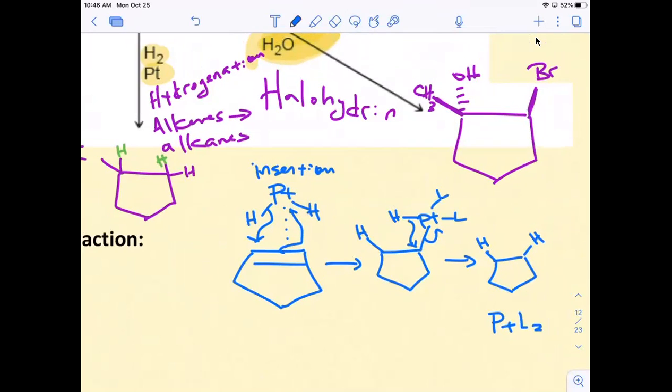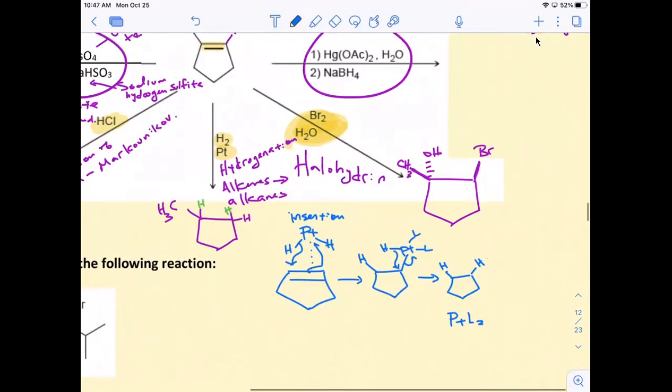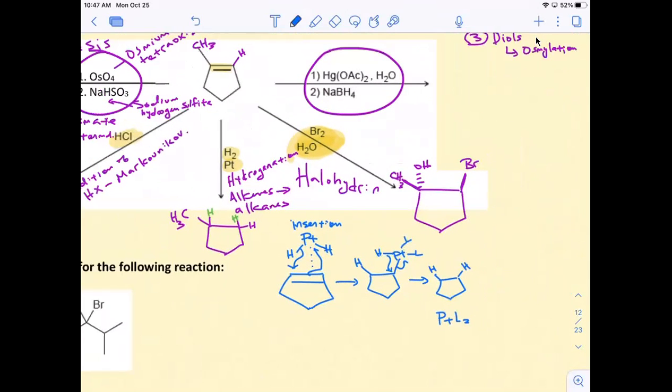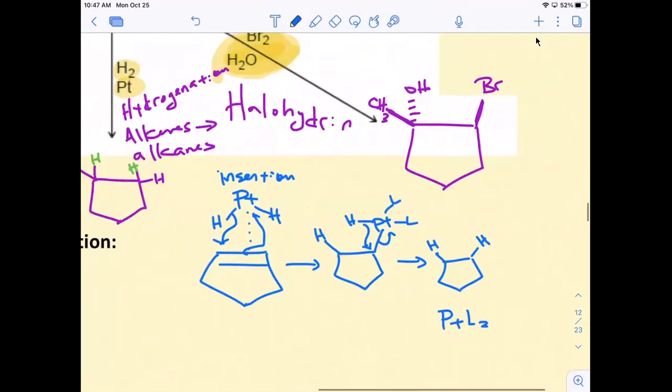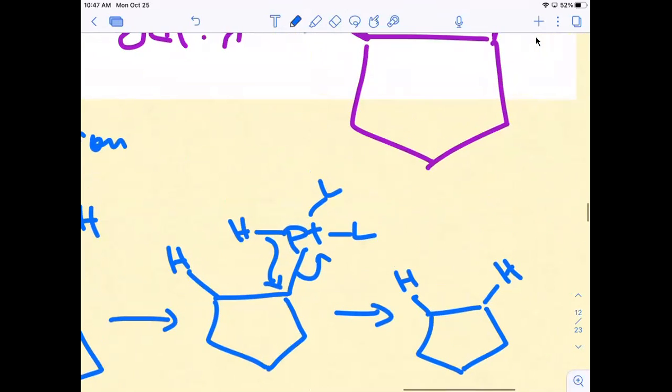I have a question. Go ahead. You said that was called reductive elimination. Yeah, so the first step is insertion, and then the second step is reductive elimination.